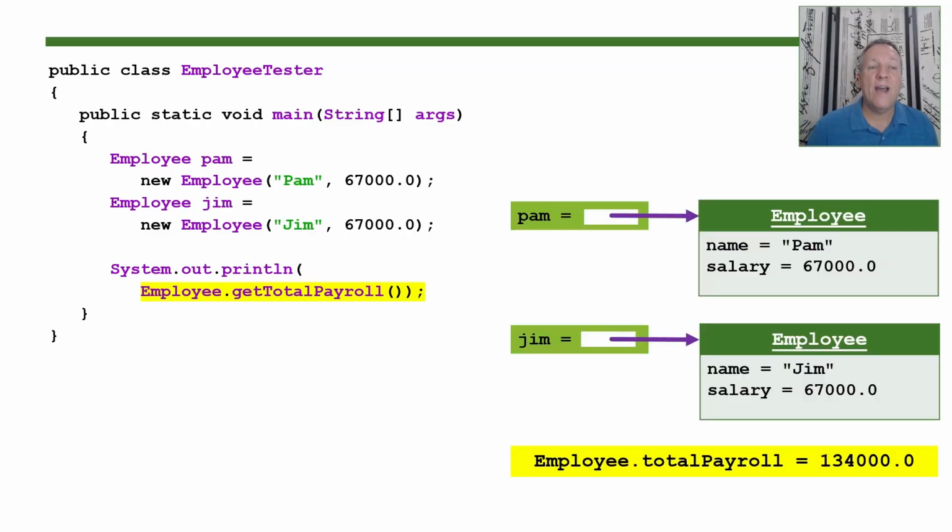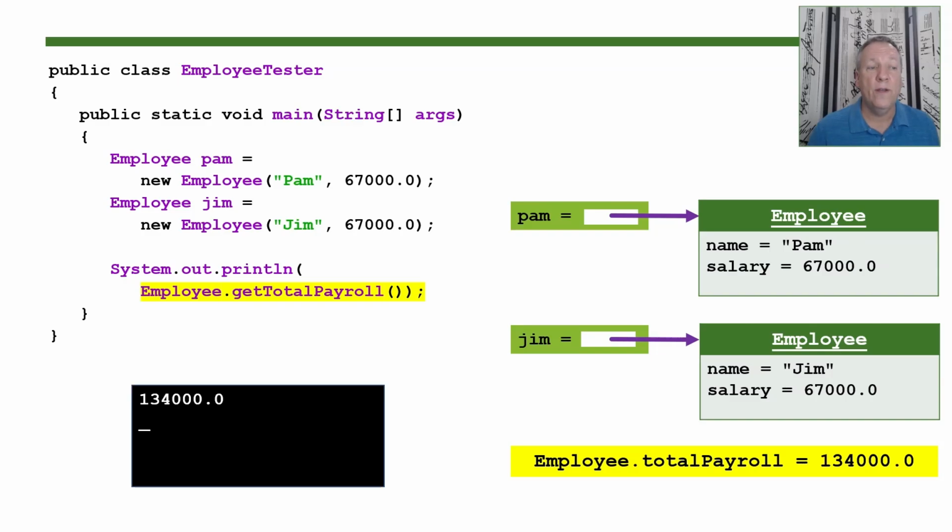So first I have my two objects that I've created, Pam and Jim. They both have a name, they both have a salary, but then notice at the bottom there, my Employee.totalPayroll is going to be 134,000 because I added the salary of each of my employees to that class variable. And then I call Employee.getTotalPayroll. So when I run this code, it's going to print out 134,000. Again, notice to access the class method, I used class name.method, not object.method.